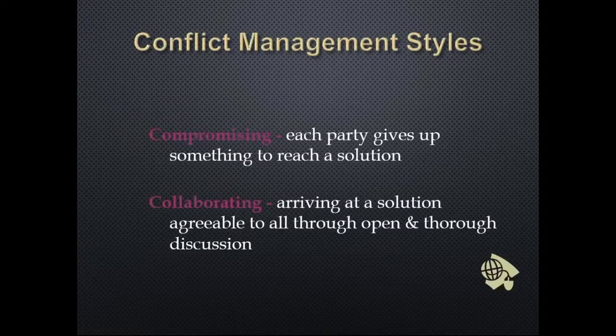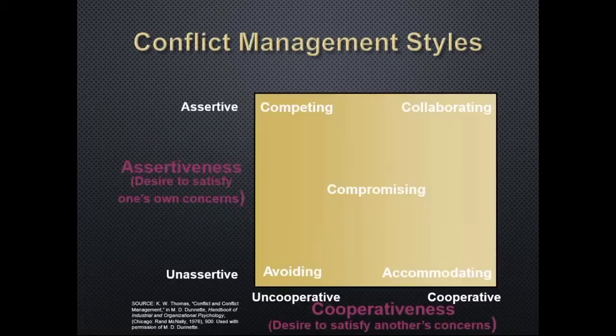Then you have the compromising. Each party gives up something to reach a solution. Alright? That's where we look at alternatives for all, opportunity cost. Consider that. So you can eventually have a common landing as it were, or collaboration. Alright? Then this is a diagrammatic expression of the conflict management styles.